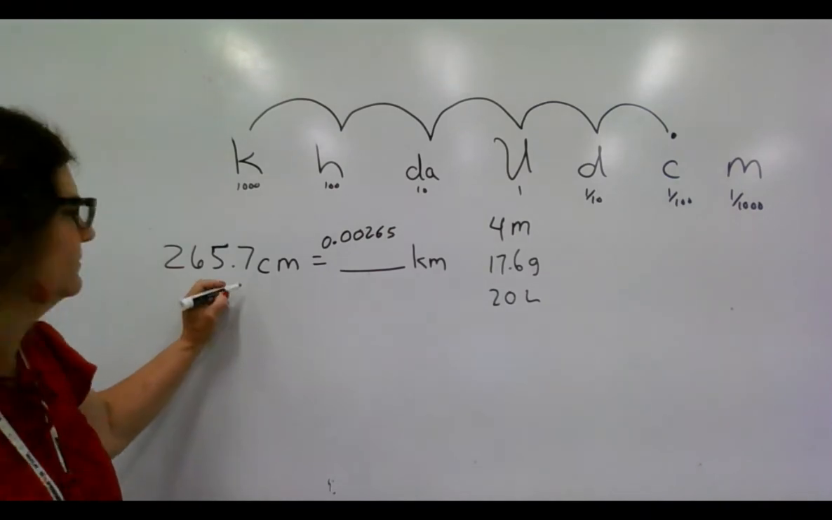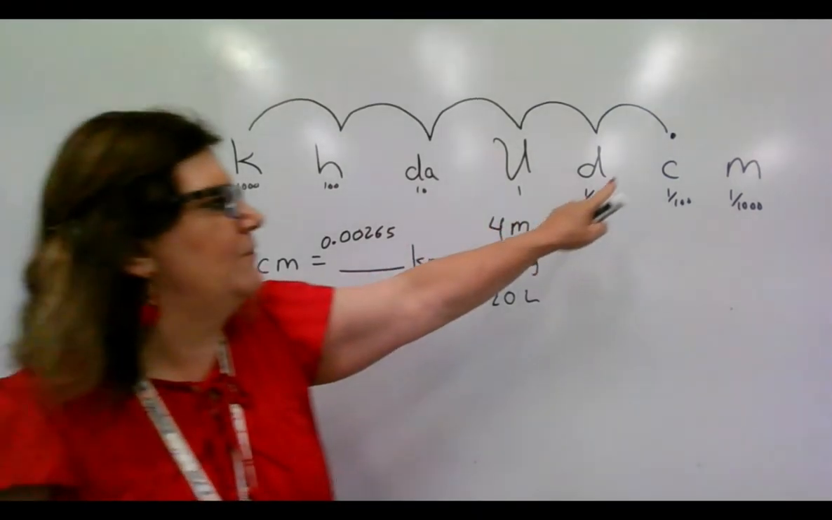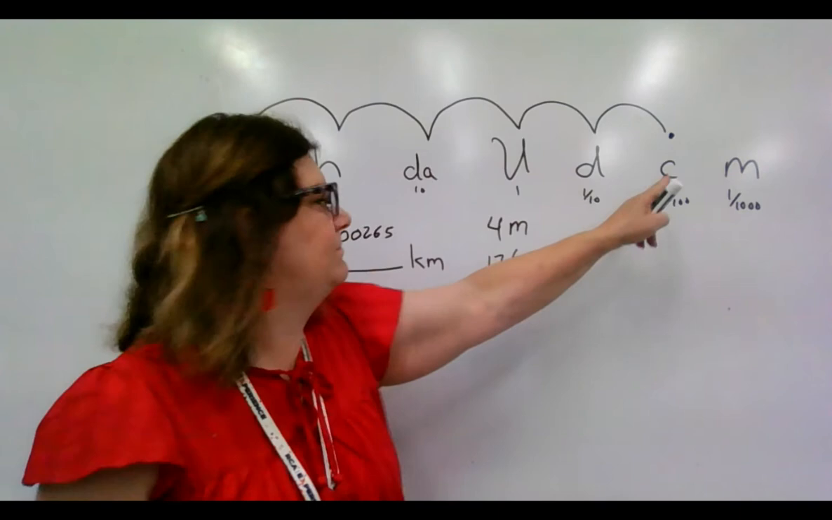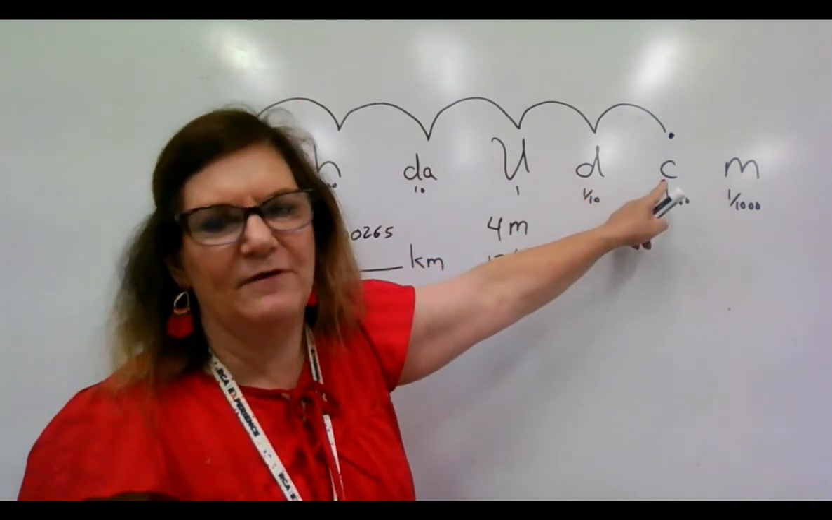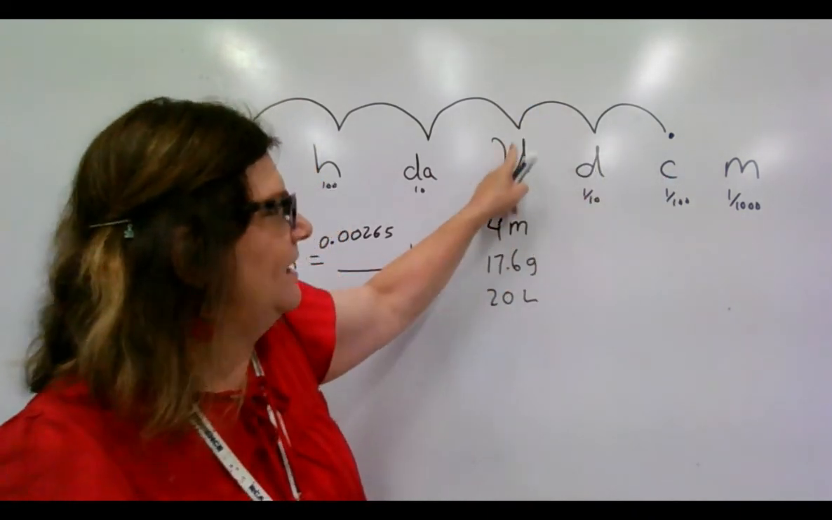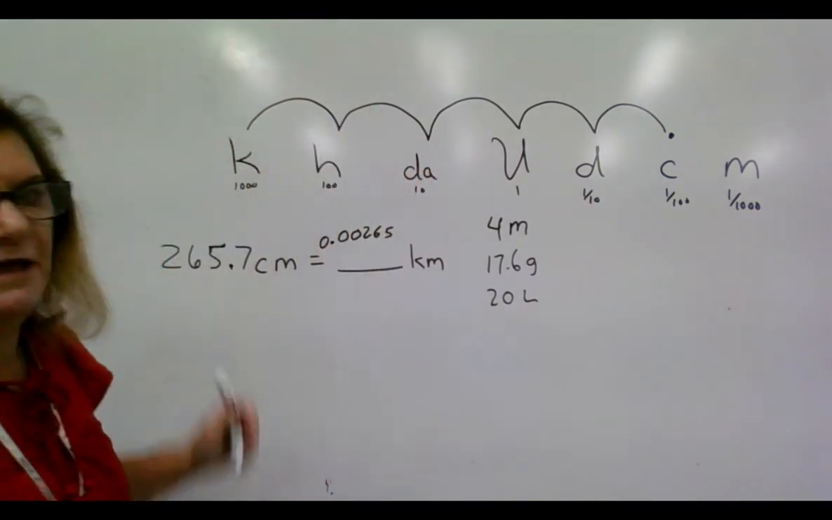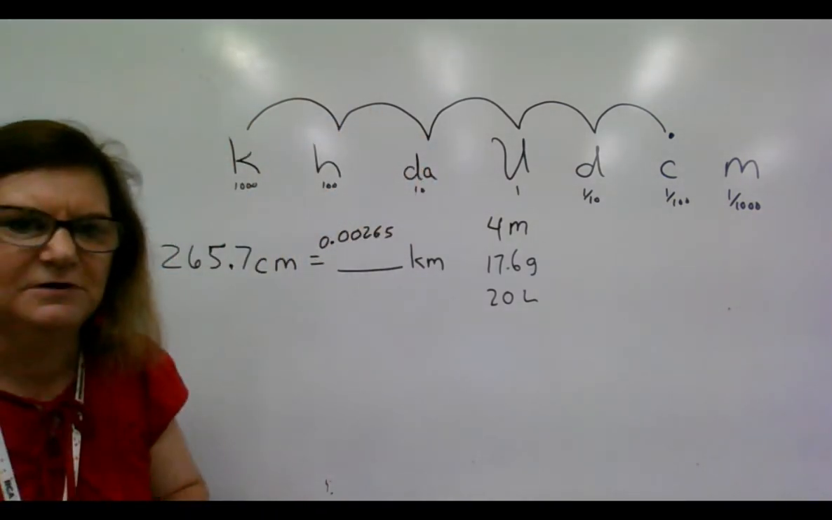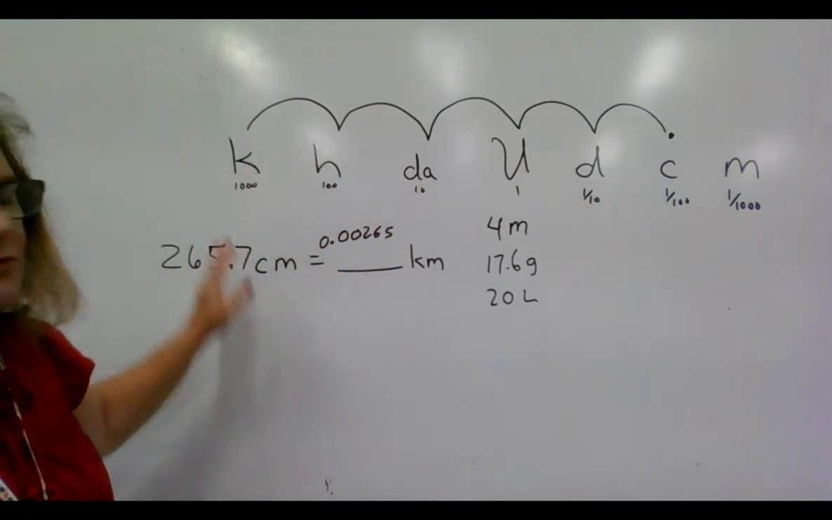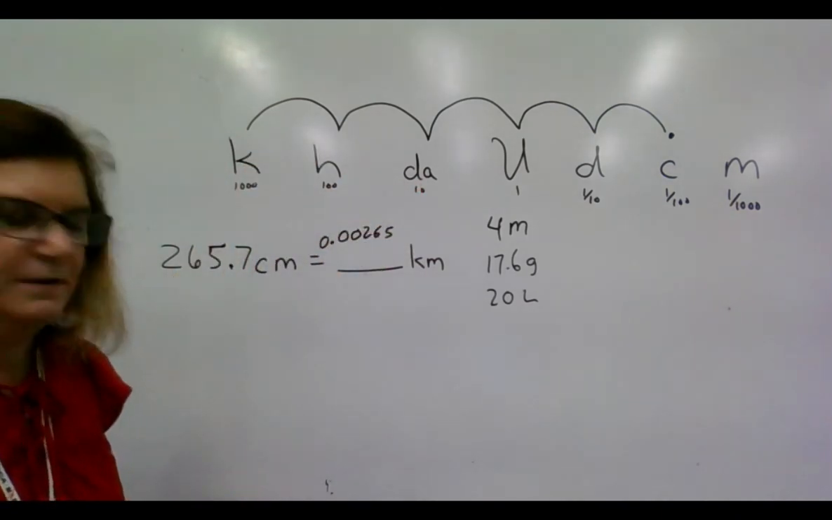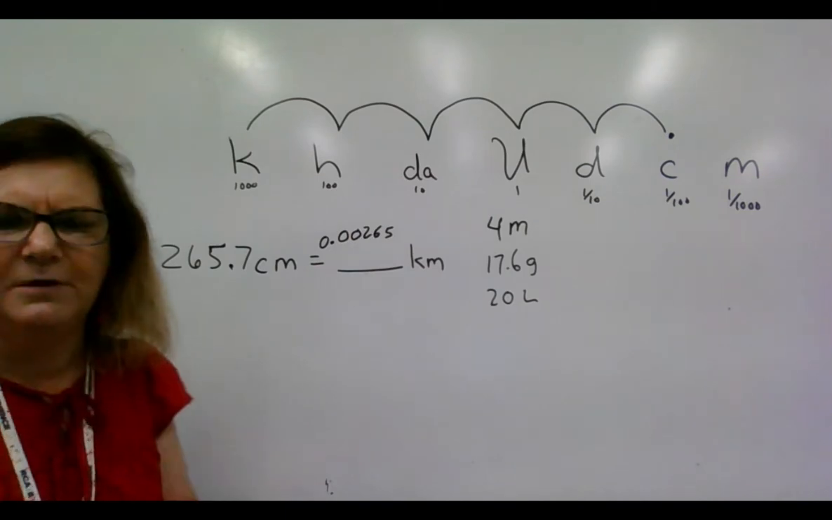If I had done that by hand, I would have had to have originally taken that 265.7 centimeters, and I would have had to go 265.7 divided by 10, divided by 10, divided by 10, divided by 10, divided by 10. I would have had 5 steps to do, but with this, you just make your jumps and move the decimal point. So let me do one more problem.